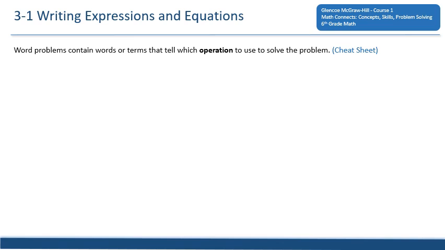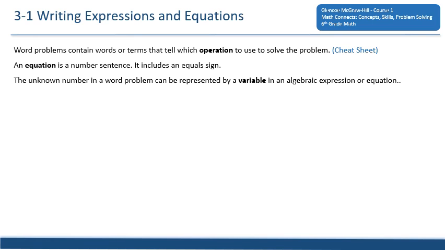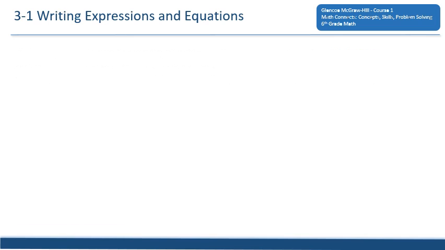Word problems contain words or terms that tell which operation to use to solve the problem. An equation is a number sentence. It includes an equal sign. The unknown number in a word problem can be represented by a variable in an algebraic expression or equation.